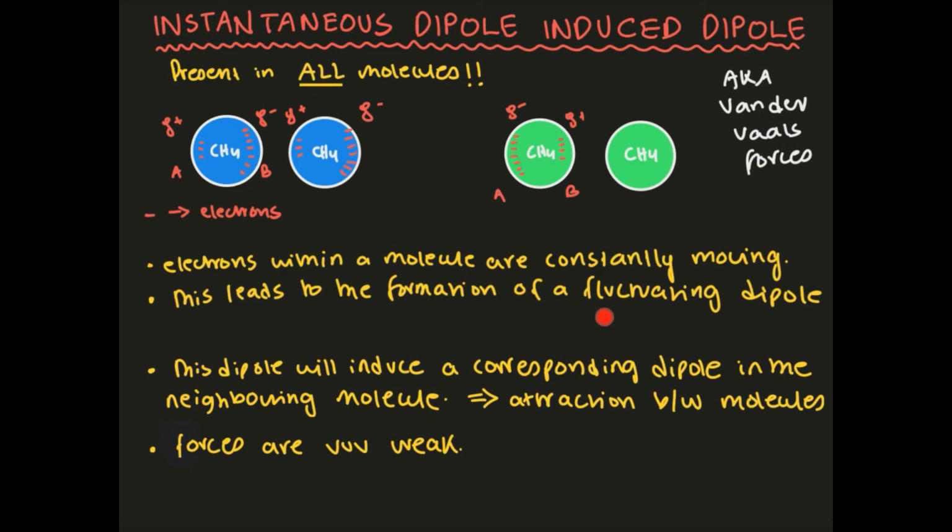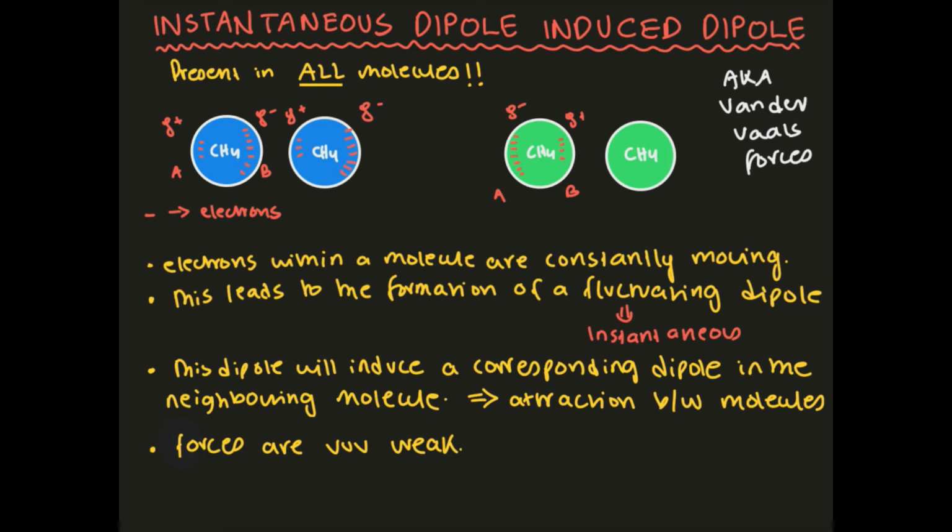Now the word fluctuating tells you that this dipole is going to be instantaneous, which means that at one instant A is going to have more electrons. For example, over here A has more electrons compared to B. So A will have a partial negative charge and B will have a partial positive charge, which is the complete opposite of what you can see in the blue molecules. So these blue and green molecules represent two completely different instances. At one instance, A will have more electrons, and at the other instance, B will have more electrons.